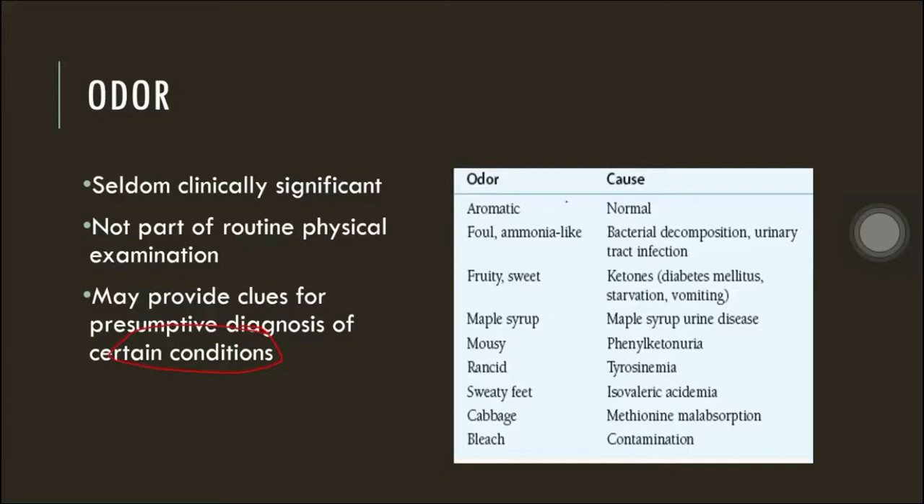For the normal odor, aromatic. For bacterial decomposition or UTI, foul-like or ammonia-like, ammoniacal. For the presence of ketone bodies, fruity or sweet odor. Maple syrup urine disease, of course, maple syrup or burnt sugar odor. Phenylketonuria, mousy. Tyrosinemia, rancid. Sweaty feet, isovaleric acidemia. Cabbage or hops, methionine. Bleach odor, contamination.